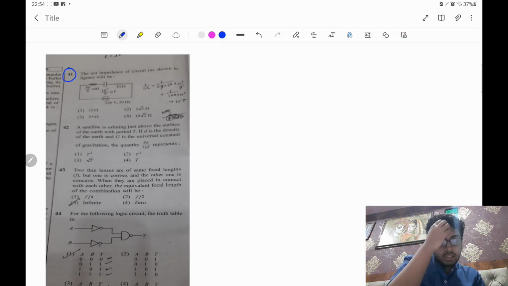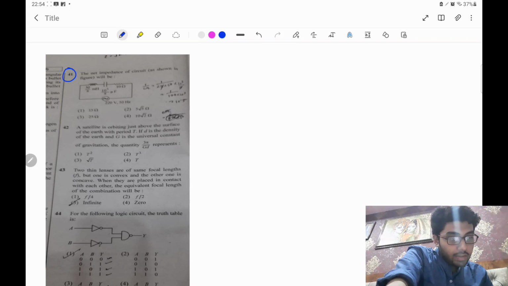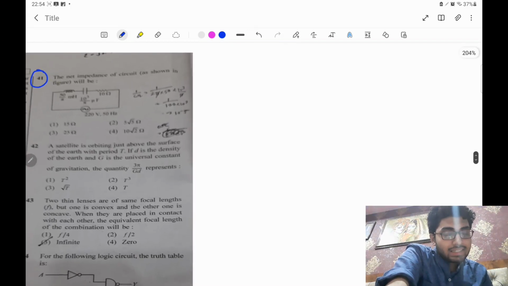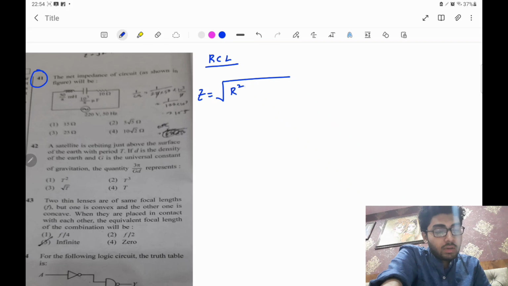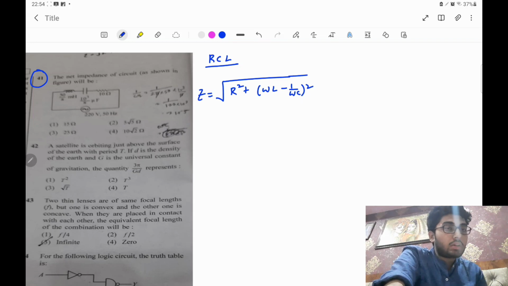It is saying the net impedance of the circuit. Okay, so such a circuit is given. So obviously for an RCL circuit, the impedance is actually calculated as, you all know that, root over r square plus omega L minus 1 by omega C whole square. Simple. Now how to calculate omega?